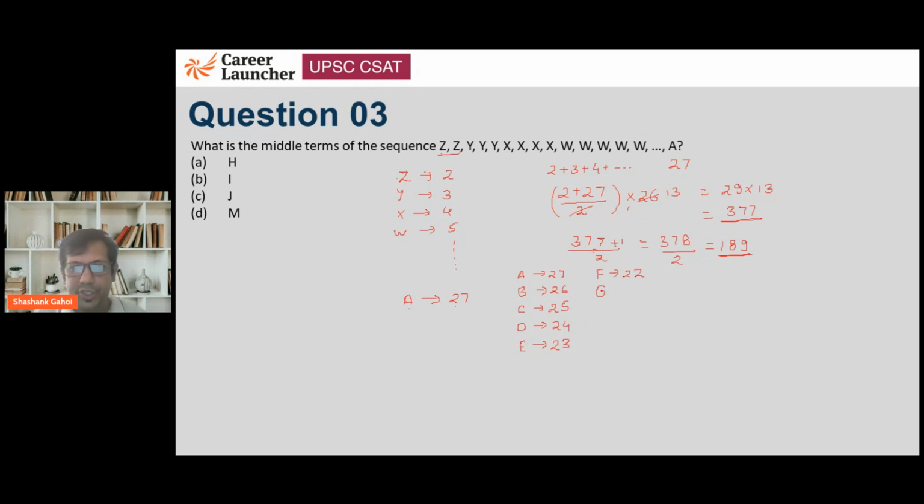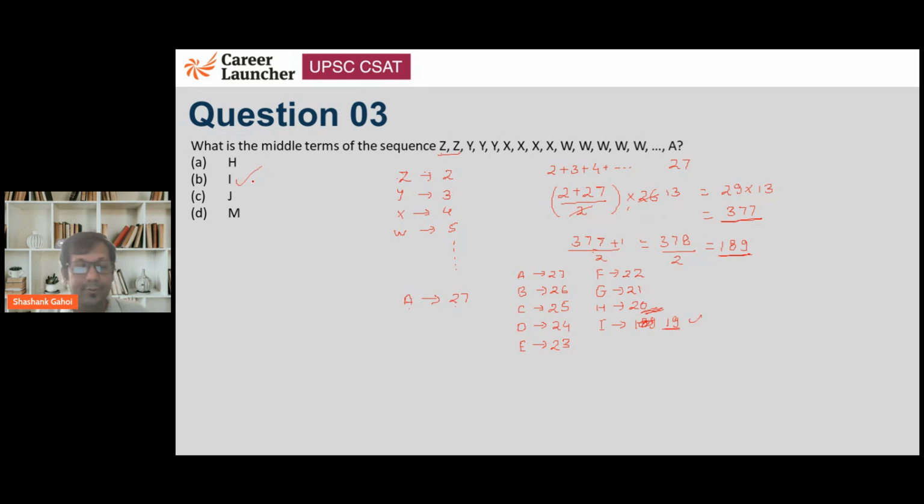Okay. G goes 21 times. Okay. So it is going to be 168 terms. H goes 20 times. This goes to 188 terms. Now the 189th term is definitely going to be I, because till H you have completed 188 terms. So the 189th term is going to be I, and the next 19 terms are going to be I only. So which is going to be the middle term? That is going to be I.